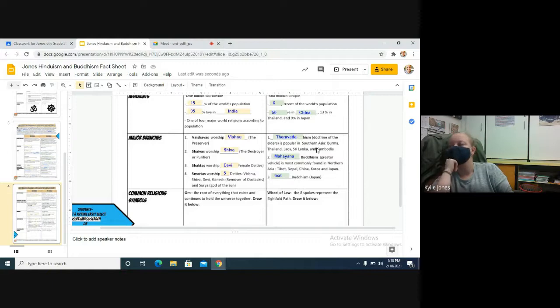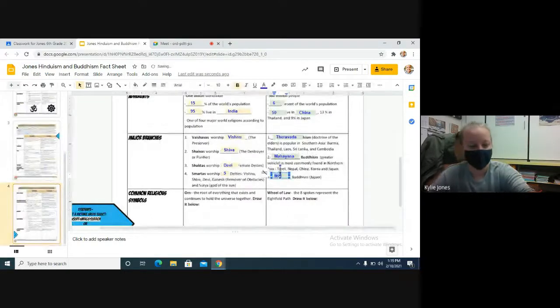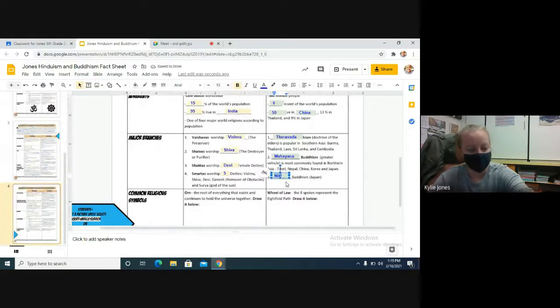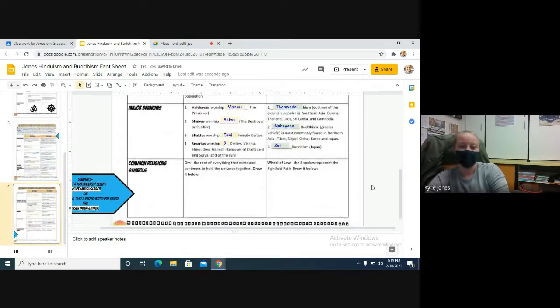And then we have one last text box. This blank Buddhism is found in Japan. Which one is that? Zen Buddhism. You can spell that one pretty easy. Z-E-N. Zen Buddhism. And then if you would like to, you can go and find a picture of the symbols to paste in there. But the symbols are right up at the top as well.